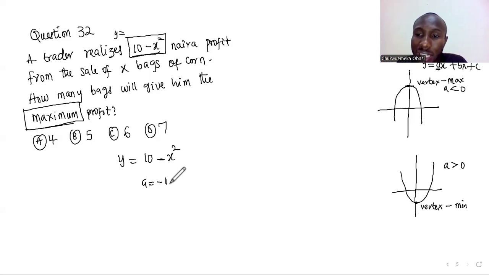And when a is negative, remember I told you, the curve opens downwards and you talk about the maximum. And that is why you have the maximum here. You see, everything is actually aligning. So when a is negative, the curve opens downward and you talk about the maximum point. Now, let us go back to the maximum point.